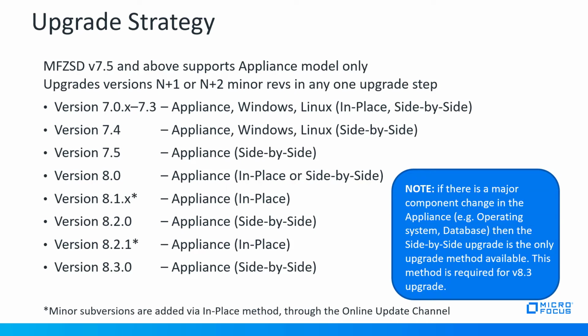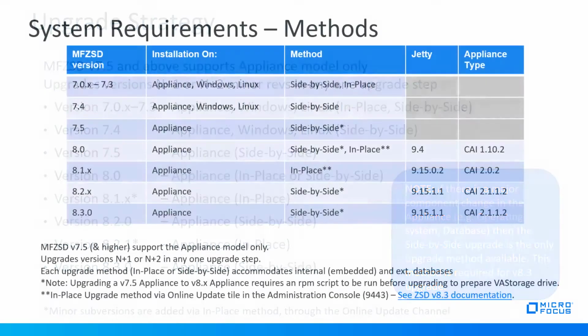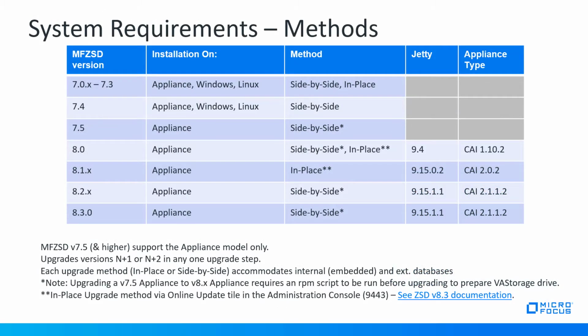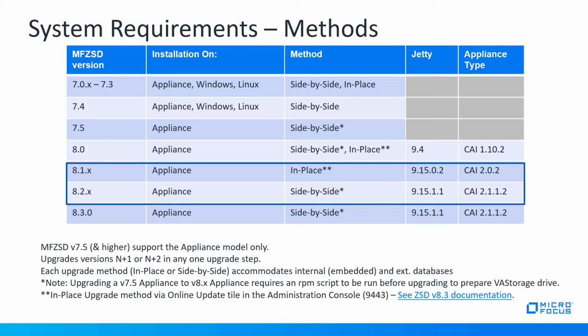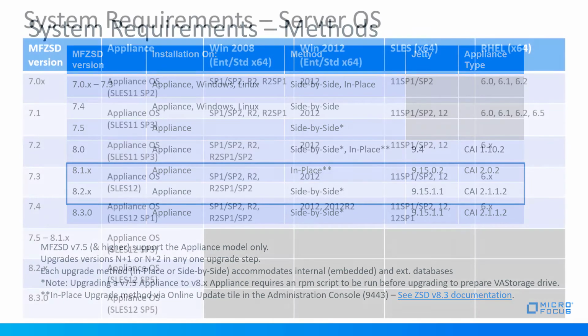The difference between side-by-side or in place is if there's a major change in the appliance, like the operating system, the database, then you'll be doing it side-by-side, which makes it quicker and easier to script and get a successful upgrade. Some of the methods, again, as we go through each version, those are the version methods as indicated earlier. We're going to be doing everything from 8.1, 8.2 to 8.3 in this particular upgrade.